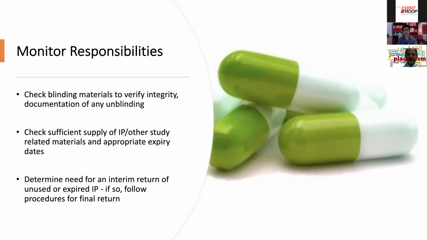And what they'll do is, as the study is running, they won't wait till the end of the study to destroy or remove some of the unused drug. If need be, on an interim basis, if the drug is being returned and is unused, they will remove it from the site to make sure everything is very nice and clear. Yeah. So they will do that.